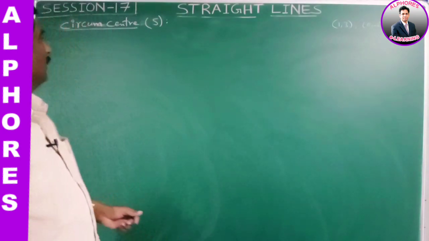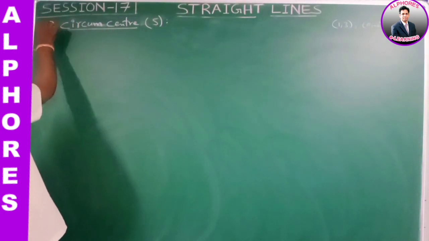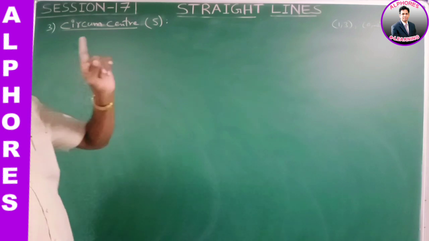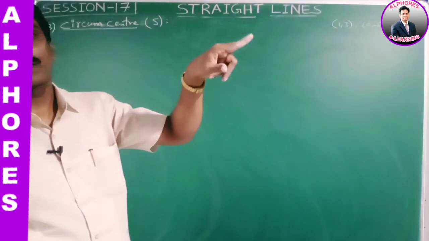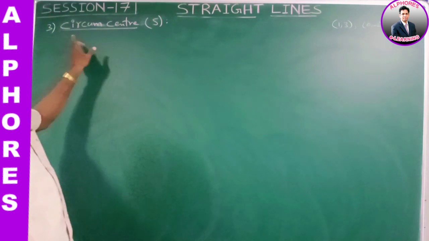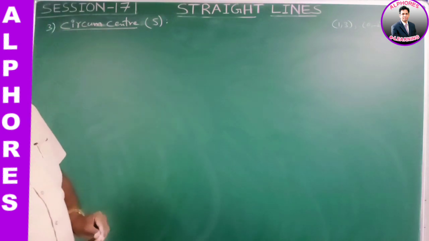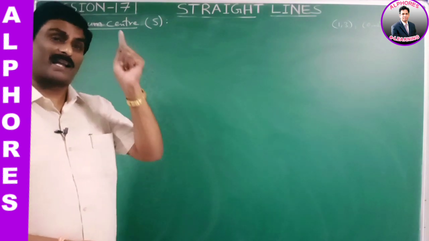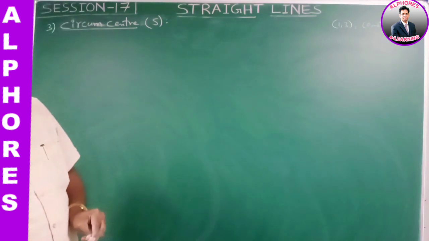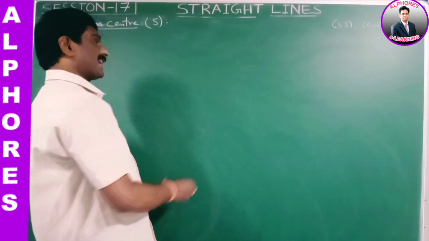Next, third one. Centroid means x1 plus x2 plus x3 by 3, y1 plus y2 plus y3 by 3. Orthocenter is the point of concurrency of altitudes. Next, third one, circumcenter. The circumcenter is the point of concurrency of perpendicular bisectors of the sides in a triangle.